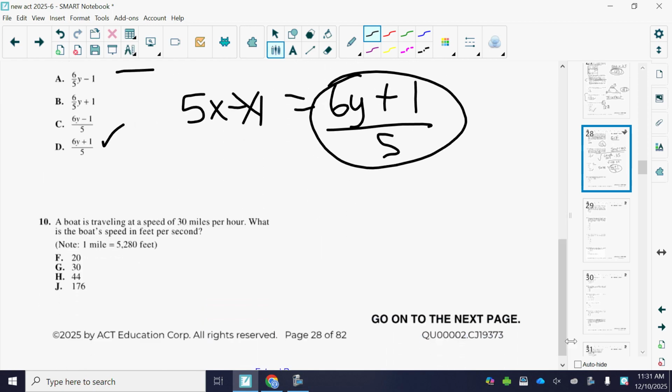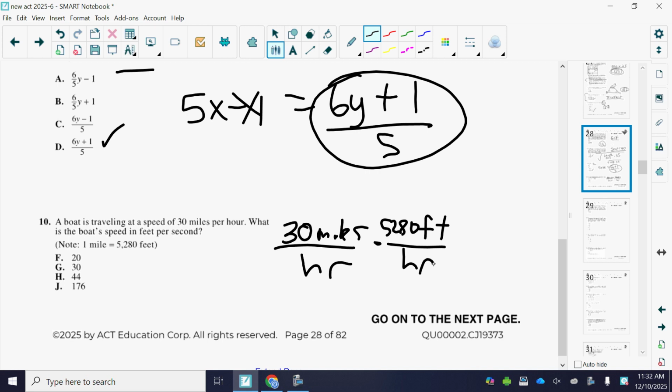Everybody hates this one. The boat is moving at 30 miles per hour, and they want to know it in feet per second. Well, how many feet are in a mile? Oh, they gave it to us. So this is the way I always teach this. 5,280 feet is 1 mile.